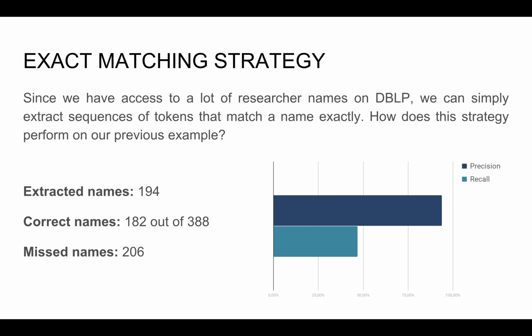Well, we first tried an exact matching strategy. Since we have access to a lot of researcher names on DBLP, we can simply extract sequences of tokens that match a name exactly. So, how does this strategy perform on our previous example? It extracted 194 names. However, it only extracted 182 correct names out of a total of 388 names. So this strategy usually has a very high precision, above 90%, but a low recall. We can probably do better than that.